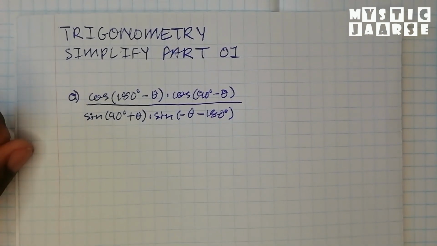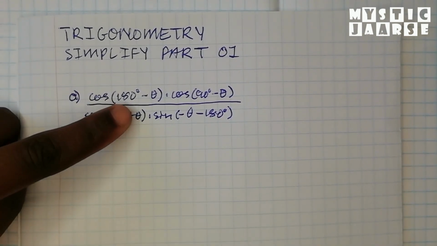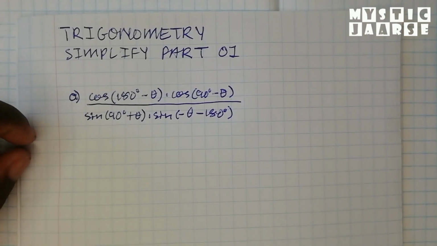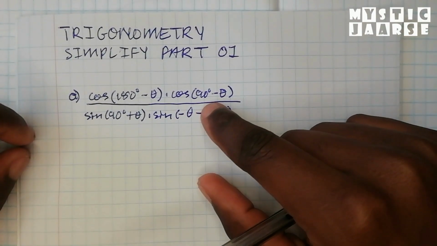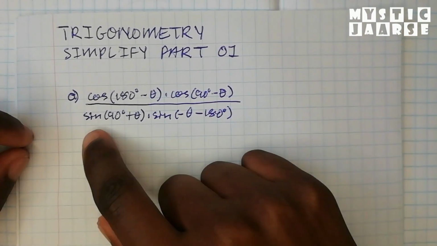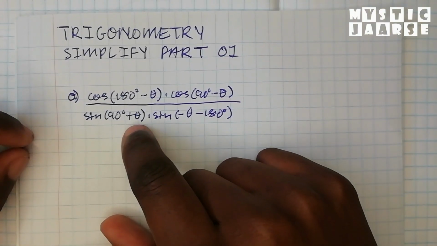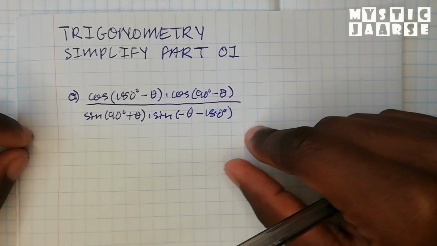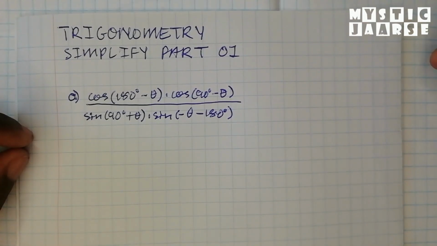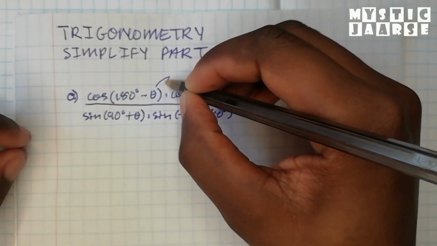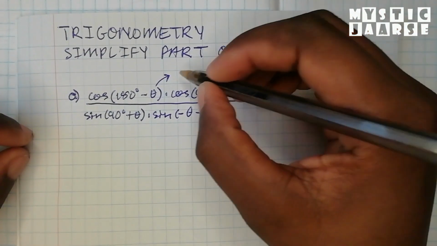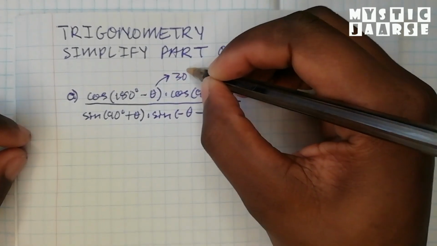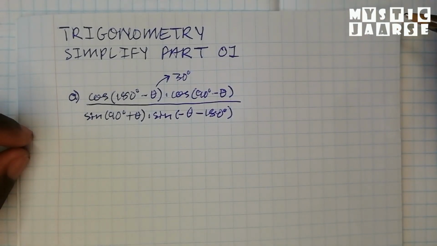This is part 1. Simplify cos of 180 degrees minus theta multiplied by cos of 90 degrees minus theta, all divided by sine of 90 degrees plus theta multiplied by sine of negative theta minus 180 degrees. I usually replace my theta with an angle of 30 degrees to check my answer.